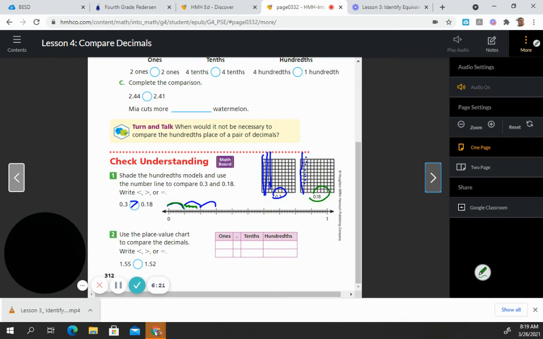So now we're going to go ahead and use the place value chart. All three of these are great ways to kind of compare our numbers. So the first one is 1 and 55 hundredths and 1 and 52 hundredths. So we start here. Let's start with the 1 and 55 hundredths because it's on the left. 1, how many tenths? 5, how many hundredths? 5, okay? How many ones? 1. How many tenths? 5, how many hundredths? 2. So we go 1 and 1 equal, 5 and 5 equal, 5 and 2, okay? That has 3 more hundredths.